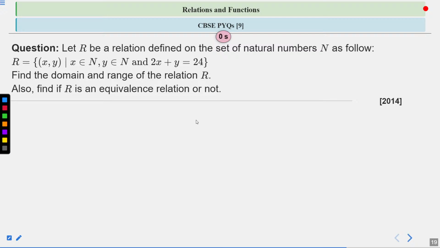Okay, let us move to the solution part. Before that, first we have to check whether the given relation is an equivalence relation or not. We know the conditions of equivalence: the relation R must be reflexive, symmetric, and transitive. And also we have to find the domain and range. What is domain? Domain is x and range is y. Okay, let us move to the solution part.